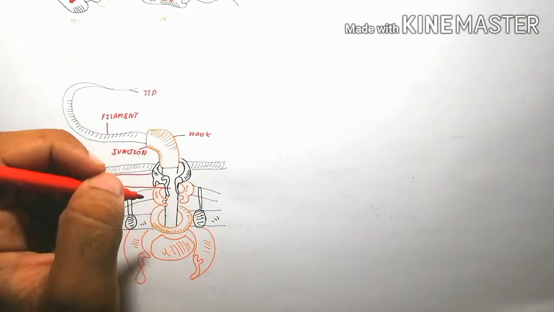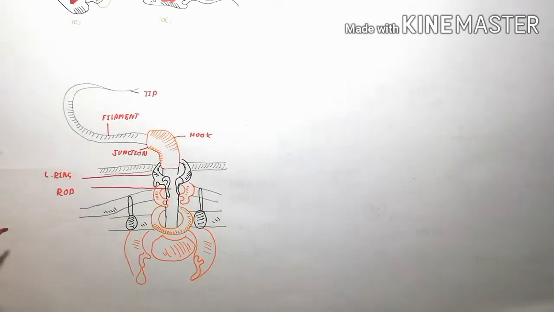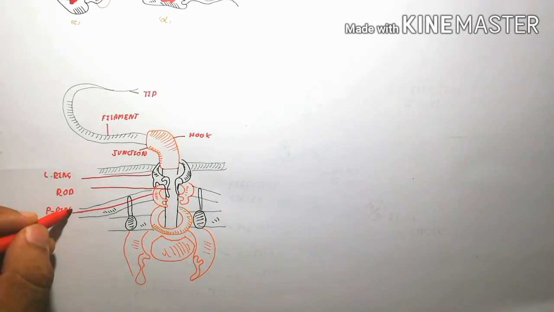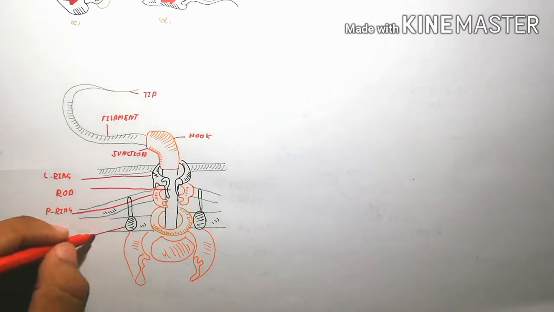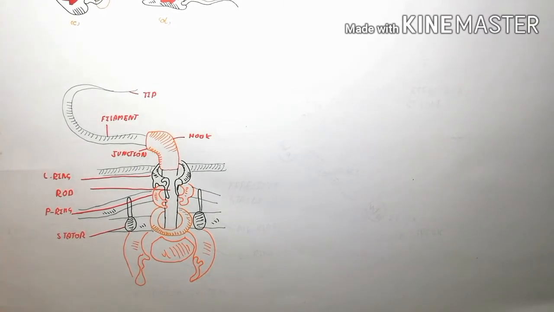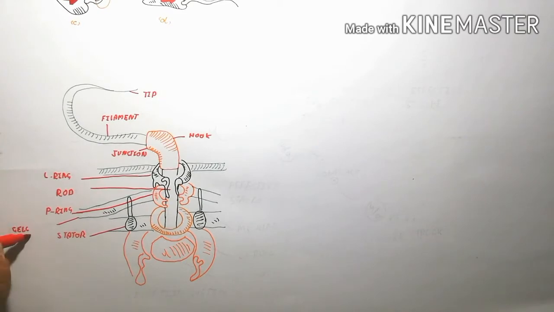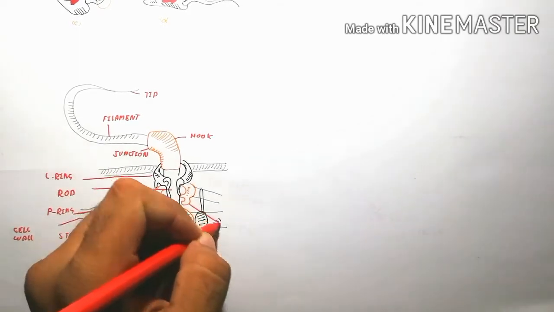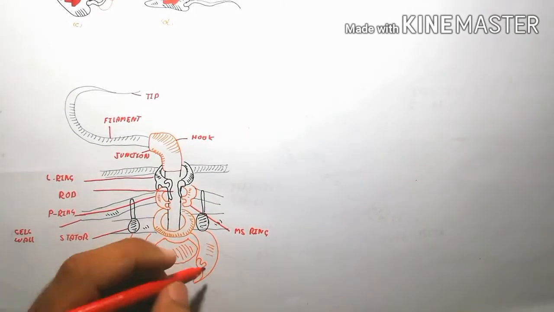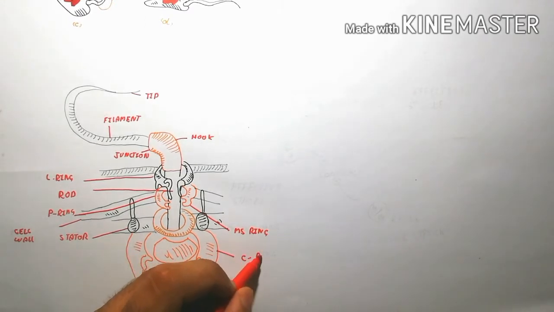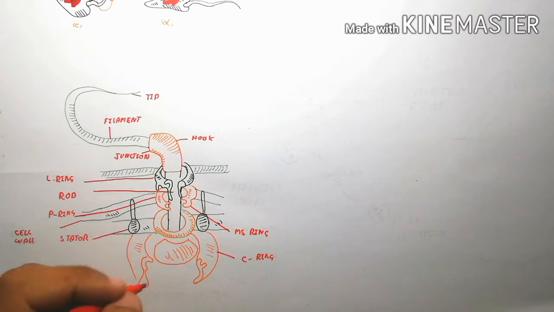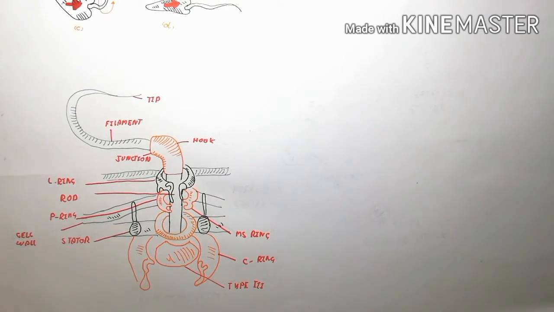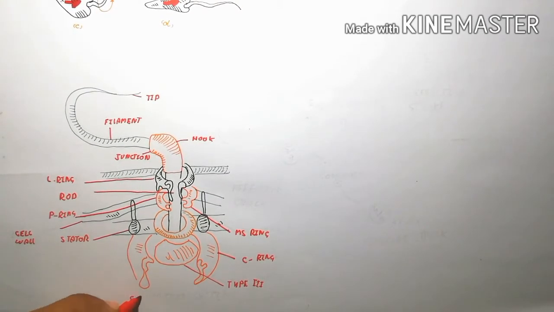There is also a major L ring and rod, which is a central part, surrounded after the L ring. There is the stator, which controls the attachment to the cell wall, and controls movement and rotation. Basically the MS ring is here and the C ring is here. This is the type 3 secretory system, which is present inside and secretes something.